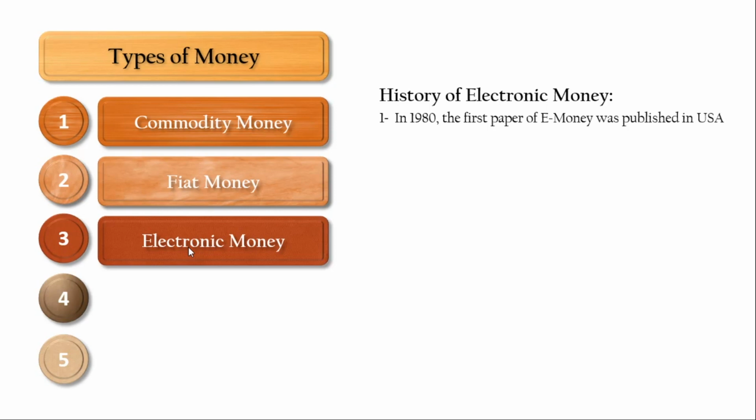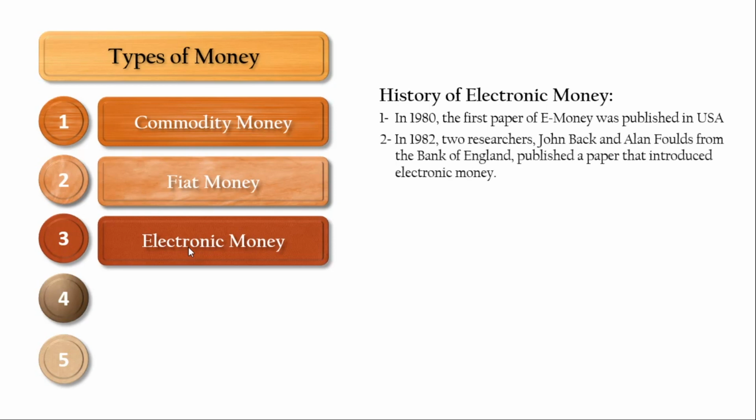1982. It refers to an electronic payment system first created in the early 1980s. In 1982, two researchers, John Beck and Alan Foles from the Bank of England, published a paper that introduced electronic money, a kind of money that can be carried on a microchip card and used to pay for goods and services electronically. In this paper, the researchers defined 3 attributes of electronic money. It can be transmitted by computer, it is secure, and it is accepted by all merchants.